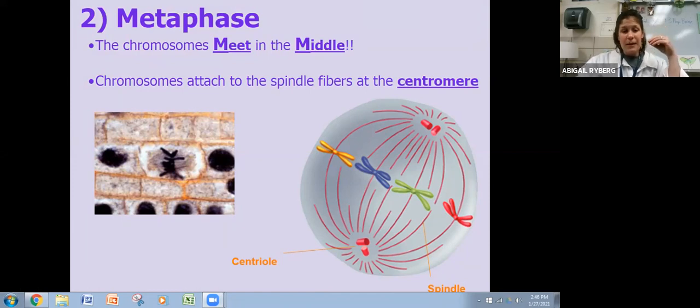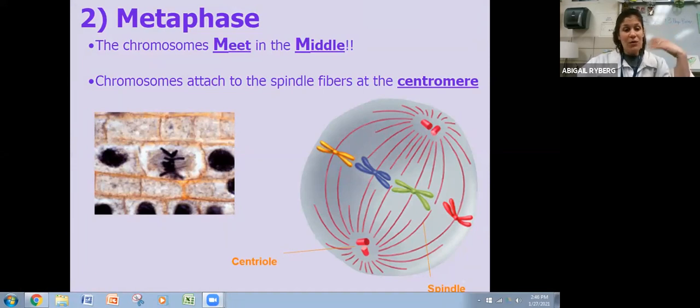So the cells are rectangular shaped here, and this cell right here, you can see it, I'm trying to make it really obvious, is definitely in metaphase.